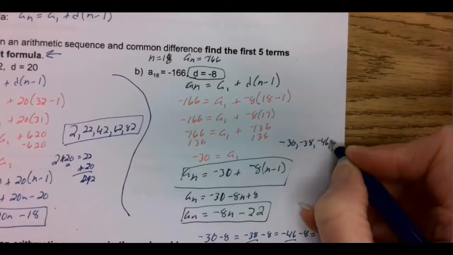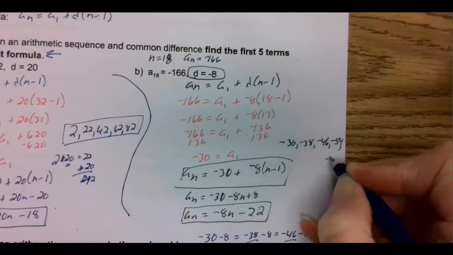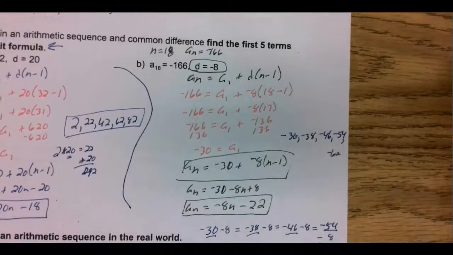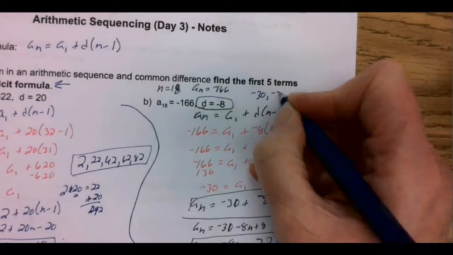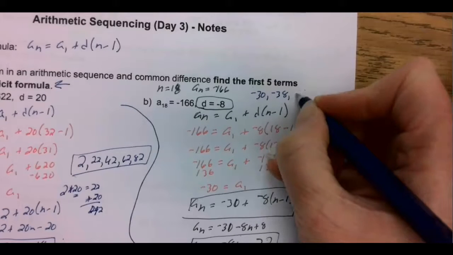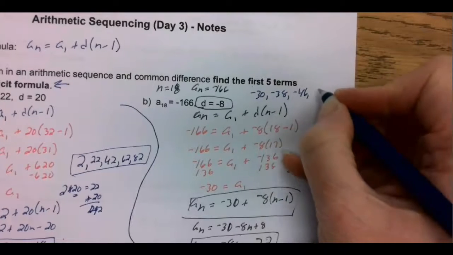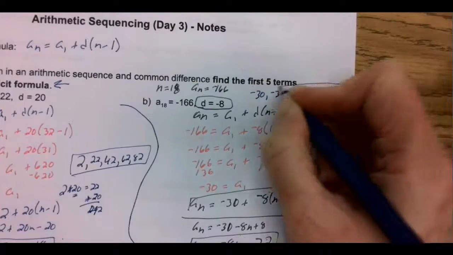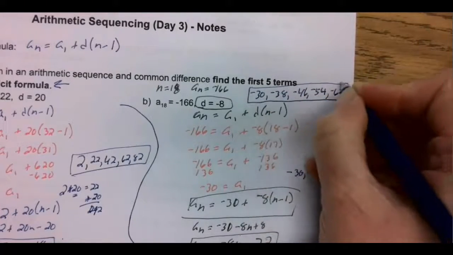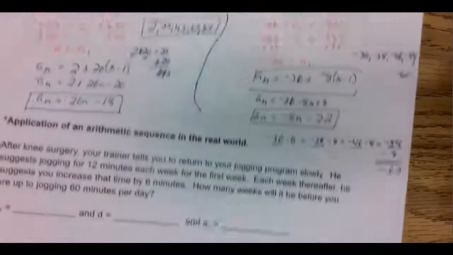I'm just not leaving myself enough room anymore. And negative 62. Okay, that's going to drive me crazy. I can't leave it there. Negative 30, negative 38, negative 46, negative 54, and negative 62. Those are my first 5. That is not the entire sequence. That's just my first 5.